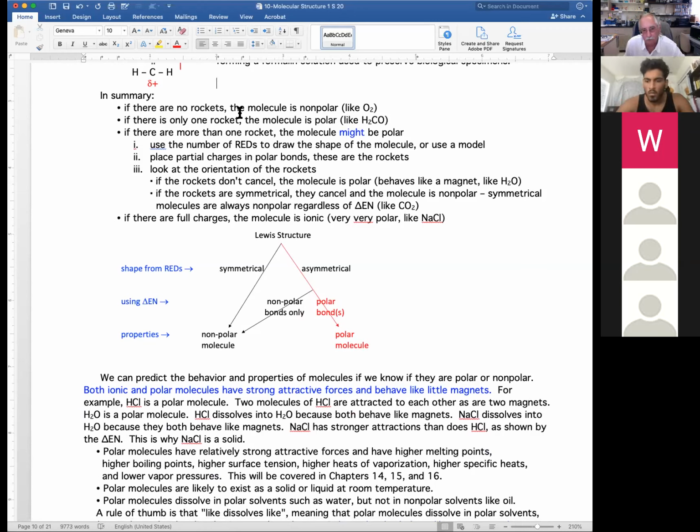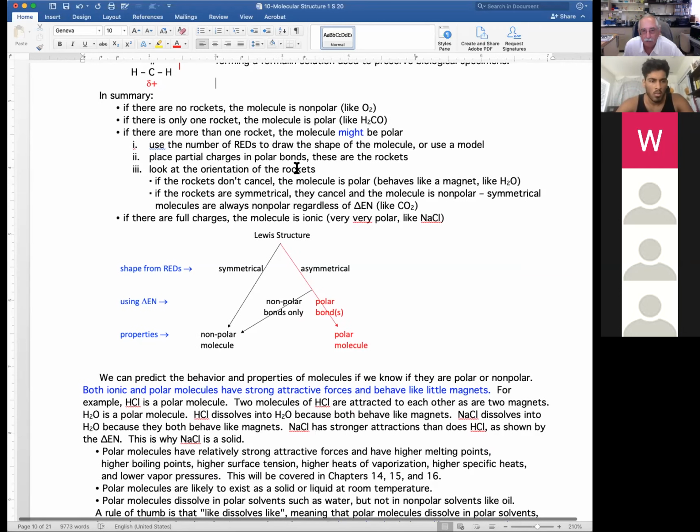So what do we have to do? Look at the number of rockets, get the shape of the molecule, put charges on the polar bonds, those are the rockets, then look at how they're orientated in space. If the rockets don't cancel, the molecule is polar. If the rockets are symmetrical, they cancel and the molecule is non-polar. For example, carbon dioxide. And if there's full charges, the molecule is ionic, which simply means very, very polar.